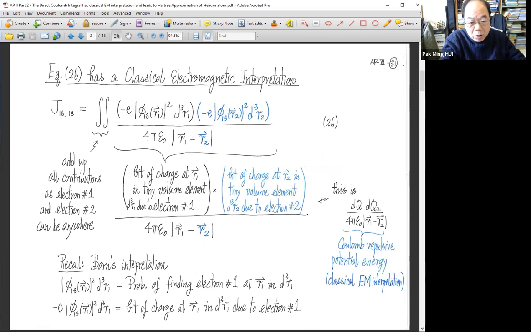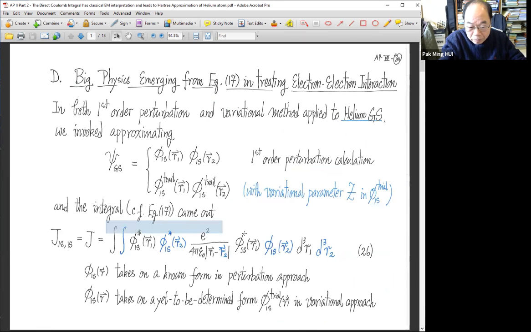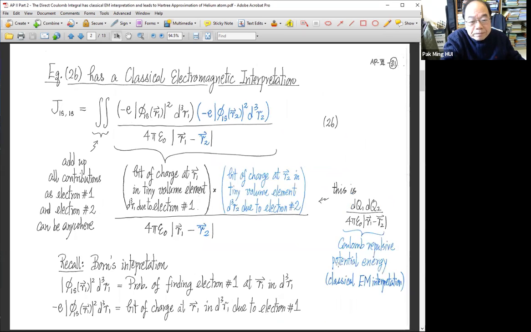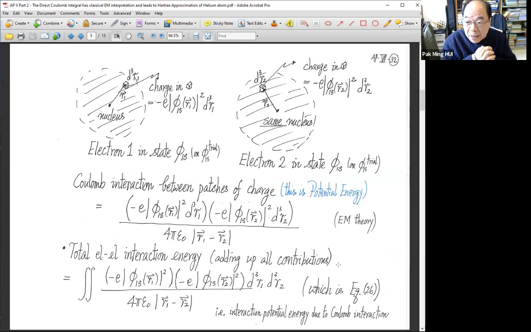This is the integral that we played with. The TA calculated it exactly this week. I think the solution has been posted. And it has a classical electromagnetism interpretation. Namely, it looks as if the two electrons, according to the wave function in the perturbation calculation, have a bit of charge here, a bit of charge there. They interact through the Coulomb repulsion potential energy.